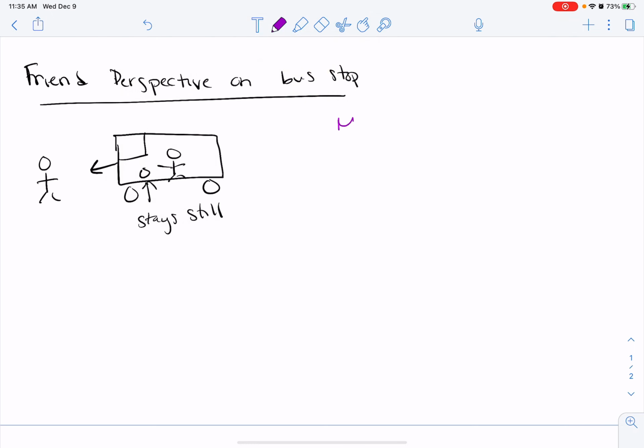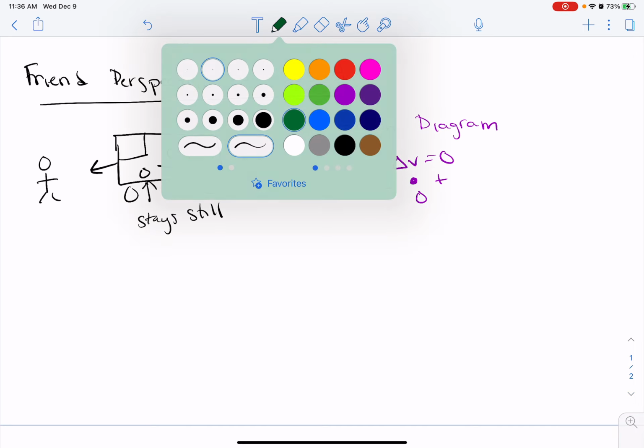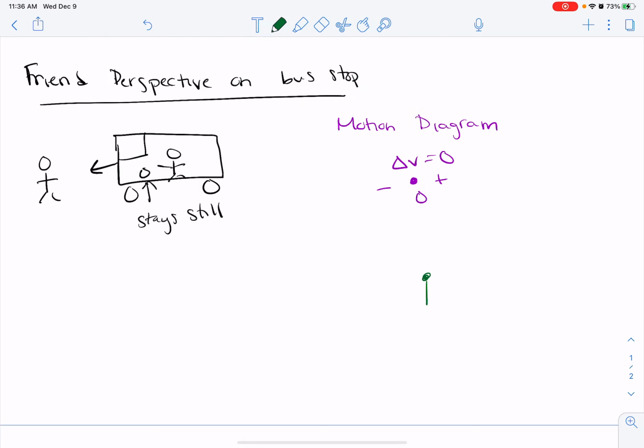So if your friend were to make a motion diagram, they would say, well, that backpack's not moving, so I'm just drawing one dot, putting my zero, my positive and negative, and my change in velocity is zero. Then your friend would make a force diagram, and it would be very similar, right? We'd see the force the earth exerts always on backpack. And it's balanced by the force the floor exerts on the backpack. And your friend is seeing, well, there's no object pushing it in the horizontal direction. And that makes sense because it's not moving.